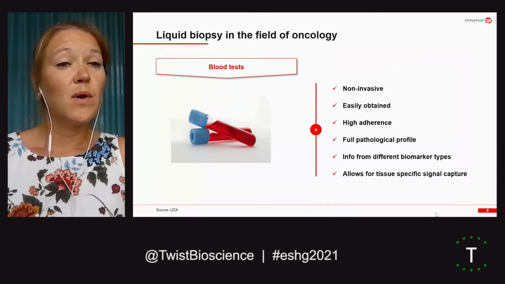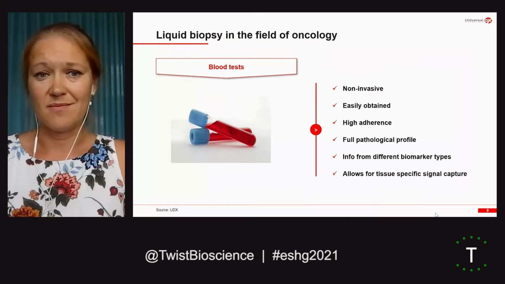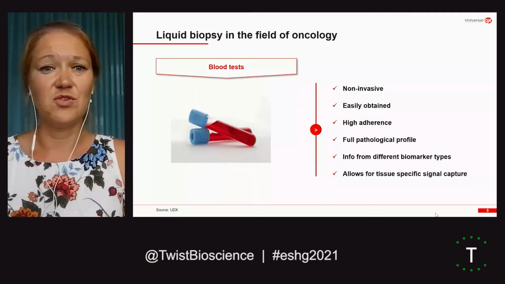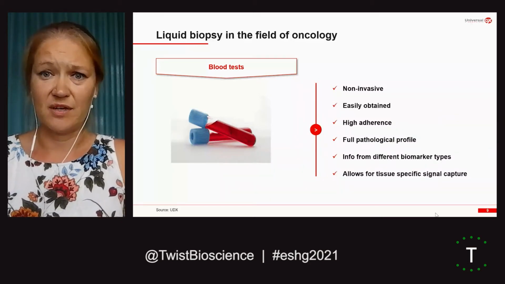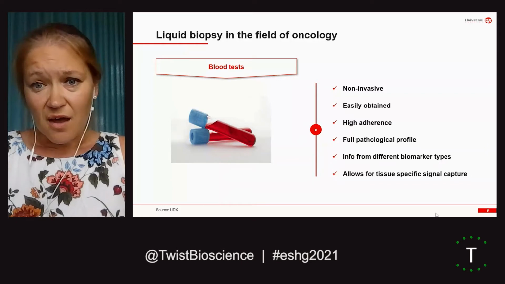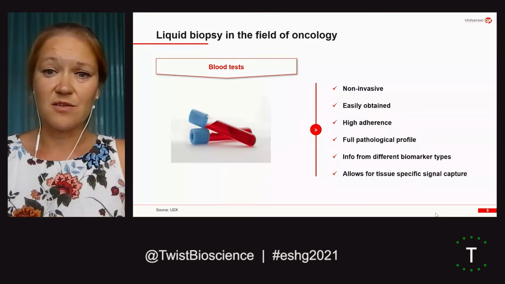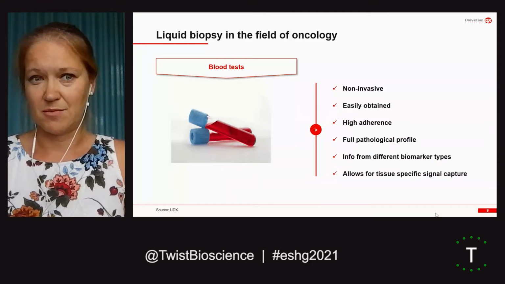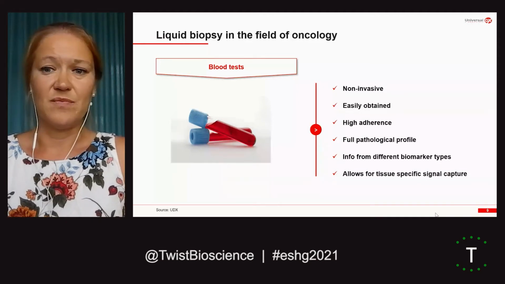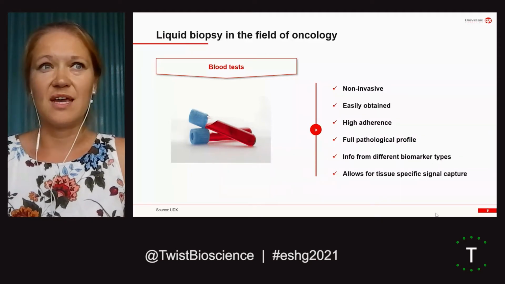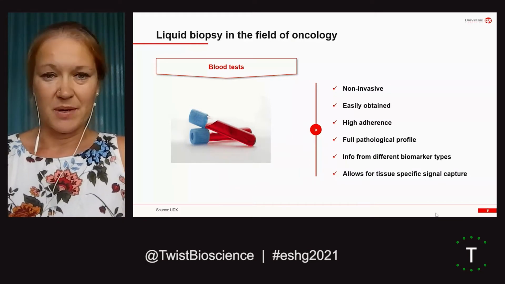So that's where the liquid biopsy comes into play, as blood testing is easy to obtain. You can do it in your regular GP's office. It's relatively non-invasive, so the adherence rates are a lot higher than for other screening methods. You would get the full pathological profile of the patient at the moment of testing. You can detect different biomarkers, and these signals are tissue-specific and would help to determine the actual condition of the patient.